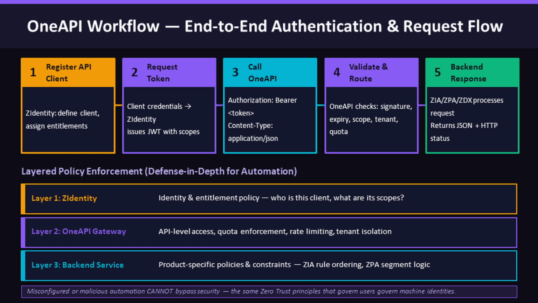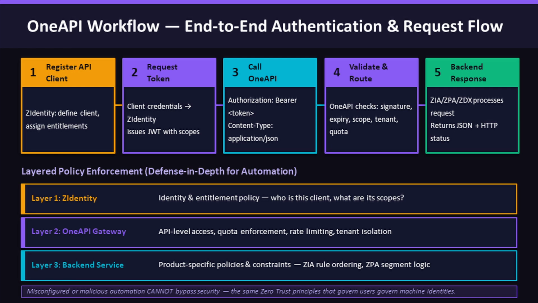Step 3. Call one API. Your automation includes the token in the authorization header as a bearer token on every API request. The request also includes content type and any necessary path parameters or request body. Step 4. Validate and route. One API receives the request and validates the token, checks the cryptographic signature, confirms it hasn't expired, verifies the scope covers the requested operation, confirms tenant association, and checks that the client hasn't exceeded its quota. If everything passes, one API routes the request to the appropriate Zscaler backend service.